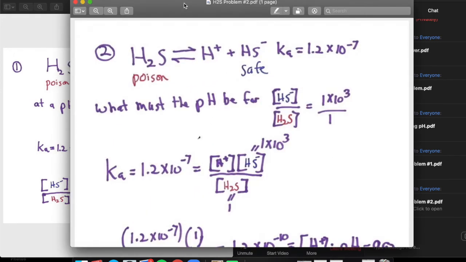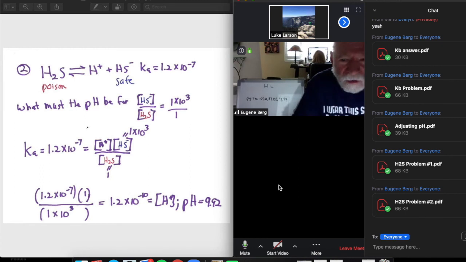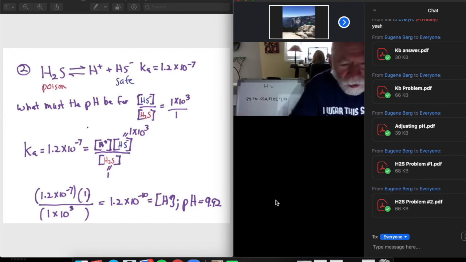Okay, does it show up okay? Yep, showed up perfectly. Okay, same chemical system. Now, here's the question. Joe Chemist doesn't want to die, therefore he'd like to adjust the ratio of the safe to the poison to 10 to the third to 1. Let's say 10 to the third is 1,000. So he'd like 1,000 safe molecules for every 1 poison molecule. And the question, what does the pH have to be?